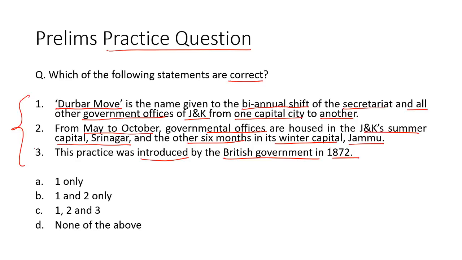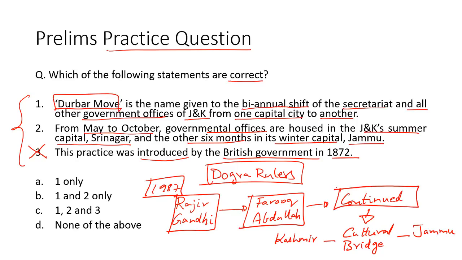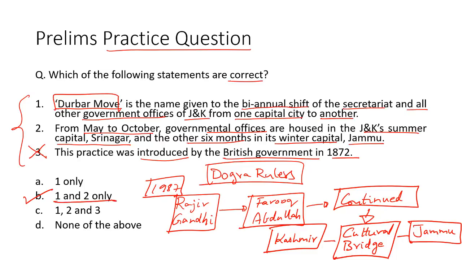Amongst the given statements, the third statement is incorrect, because Durbar move was introduced by the Dogra Rulers and not by the British government. Interestingly, in 1987, the then Prime Minister Rajiv Gandhi had asked the then Chief Minister of Jammu and Kashmir, Farooq Abdullah, to stop the practice of Durbar move. But the practice was continued because it acts as a bridge between the diverse culture of the Jammu region and the Kashmir Valley. So the correct answer is option B, 1 and 2 only.